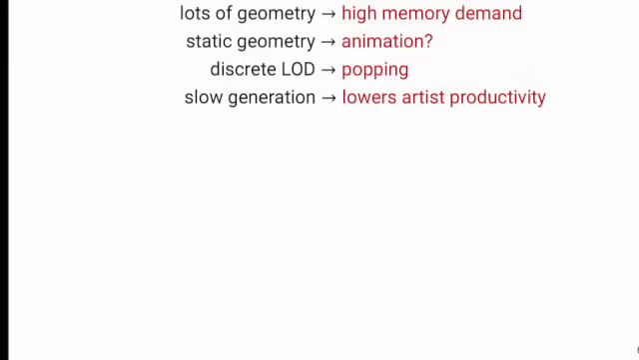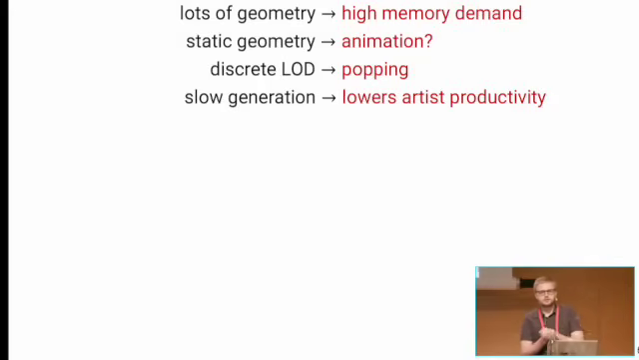And the last problem I want to mention is slow generation. These generation tools that I mentioned take anywhere from a minute to hours to generate trees. This lowers the artist productivity because designing the parameters takes a lot of time.